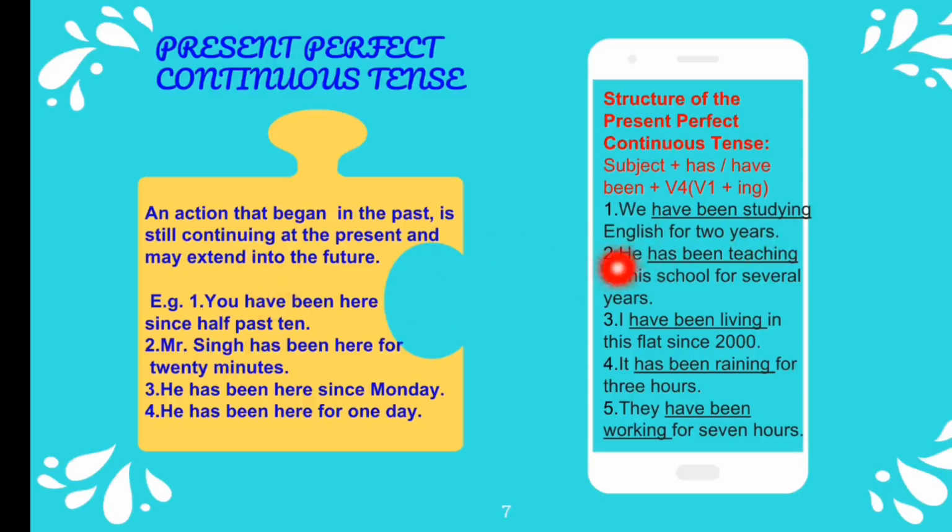We have been studying English for 2 years. That is, we started the action in the past. Now we are also studying, and it may extend to the next year or future. He has been teaching in the school for several years. I have been living in this flat since 2000. It has been raining for 3 hours. They have been working for several hours. So, dear children, remember the formula for present perfect continuous is subject plus has or have plus been plus V4.